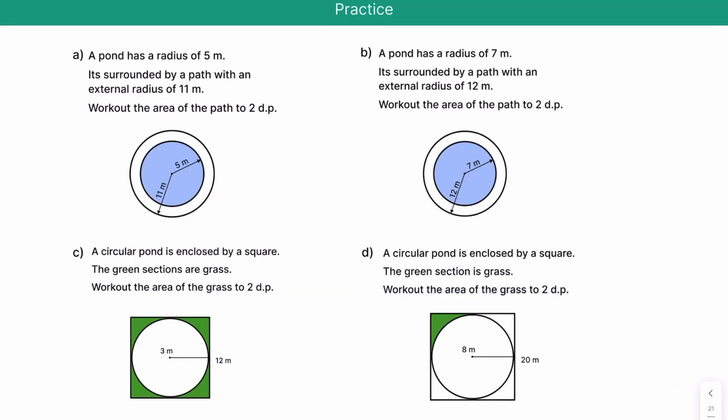So here are some practice questions. Press pause and have a go. Here are the answers. Mark your work.